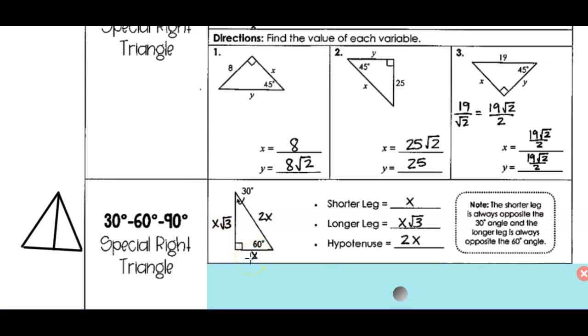What we're never going to do is go directly between the short leg and the hypotenuse because there isn't a common factor between them. So everything's going to anchor back to the short leg. It's either going to go this direction or it's going to go this direction. So that side across from the 30, that's the key.